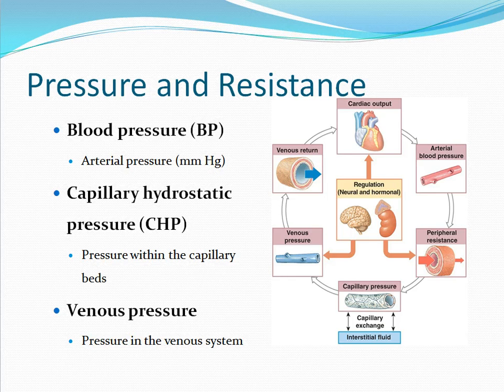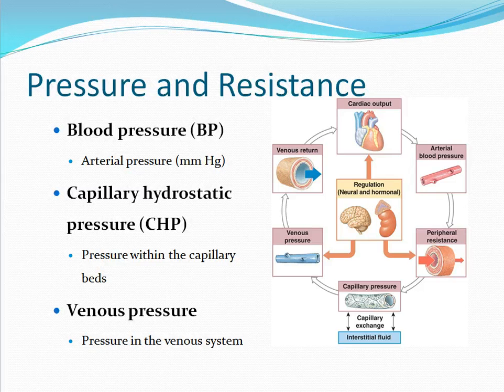The first is blood pressure. Blood pressure is the pressure in the arterial system, and we measure this in millimeters of mercury. It begins at a high of about 100 millimeters of mercury at the beginning of the aorta and drops to about 35 millimeters of mercury at the beginning of the capillary beds.